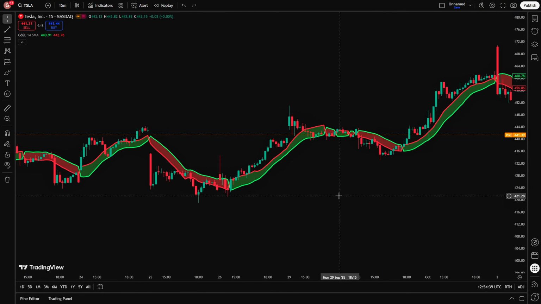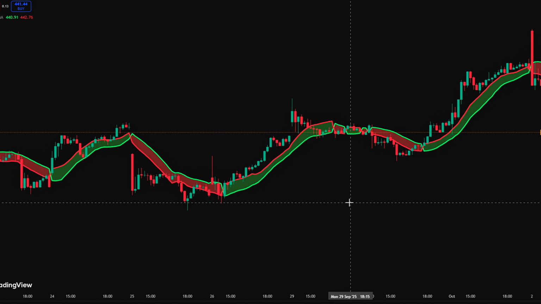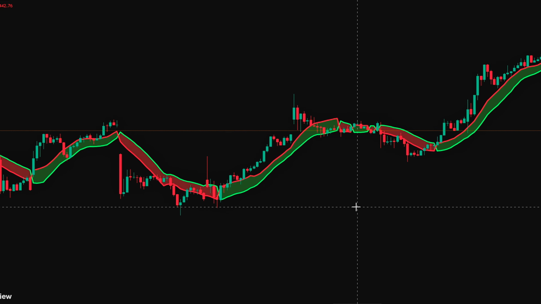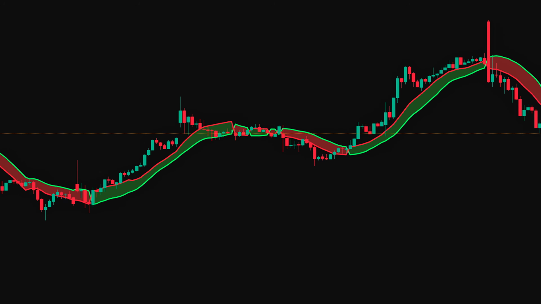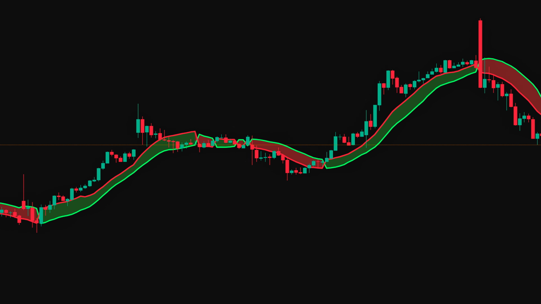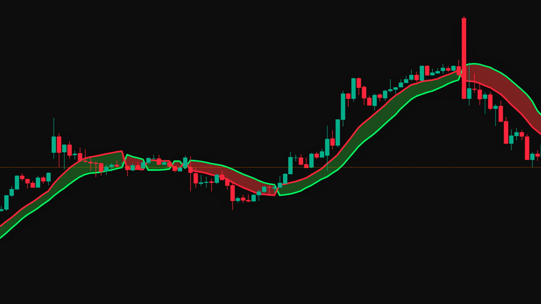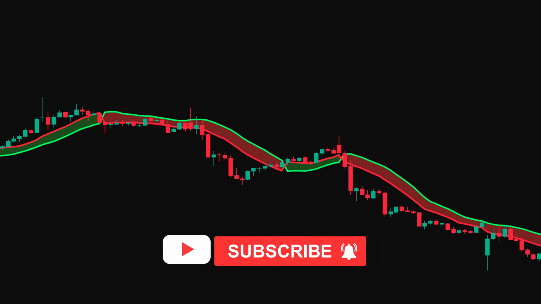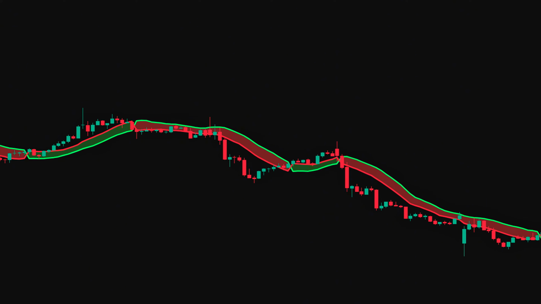Once the changes are applied, you'll see two moving average lines on your chart. Green line equals high MA line. Red line equals low MA line. Here's how we use it. When the two MA lines cross upward and price is holding above both lines, that's considered a buy setup. When the two MA lines cross downward and price is trading below both lines, that's considered a sell setup.